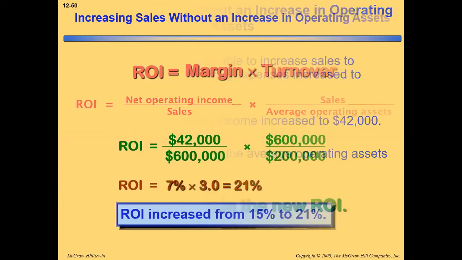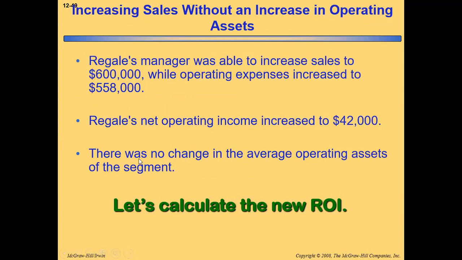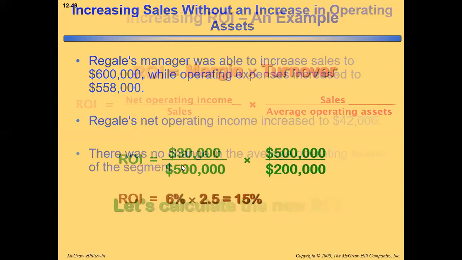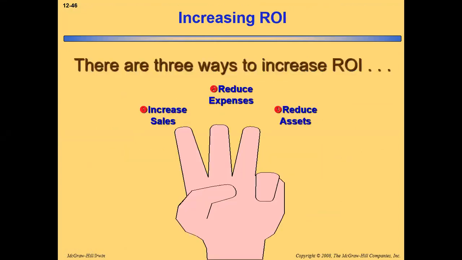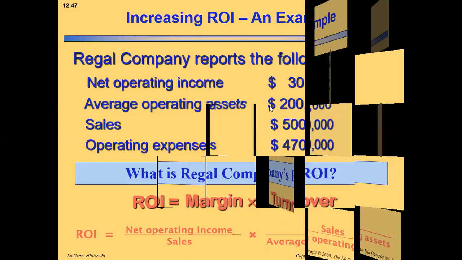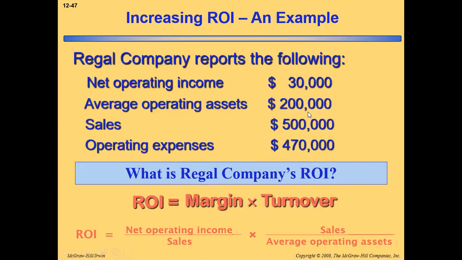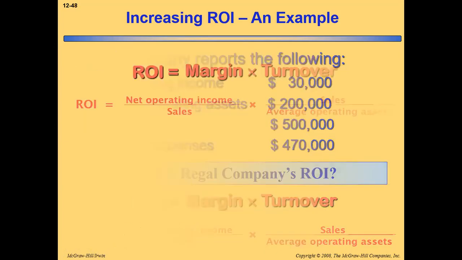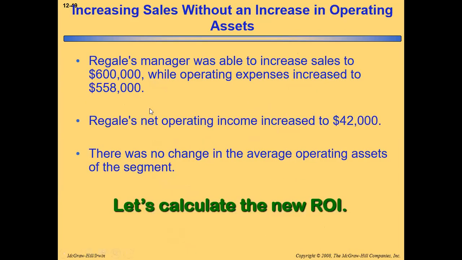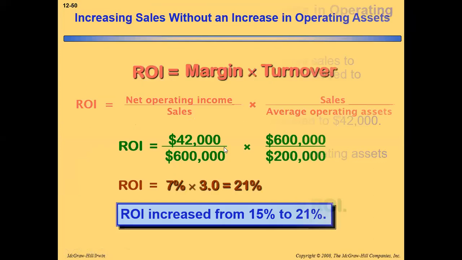Where is 2 lakh, sir? 2 lakh. Your question said what? See, there is no change in the average operating asset in the segment. So average operating asset remains the same. Here you see average operating asset is how much? 2 lakh. The information is actually redirected from here. Average operating asset is 2 lakh. Okay, average operating asset remains unchanged. So you see it will be calculated this way: 42,000 divided by 6 lakh, 6 lakh divided by 2 lakh.